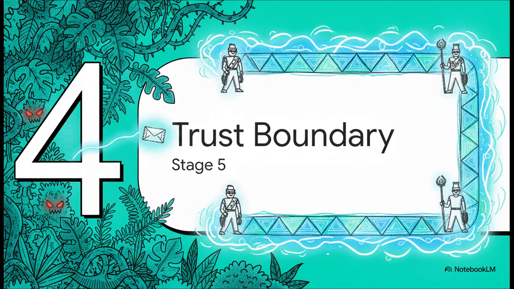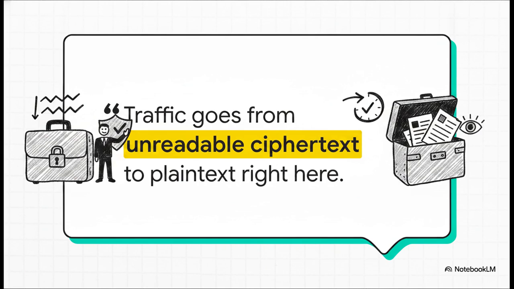Our packet miraculously survives the hostile jungle of the public internet and safely arrives at its destination, bringing us to stage 5, the critical trust boundary. This crucial moment is captured perfectly in our source material, which notes traffic goes from unreadable ciphertext to plain text right here. This happens at the VPN server's own WG0 interface.